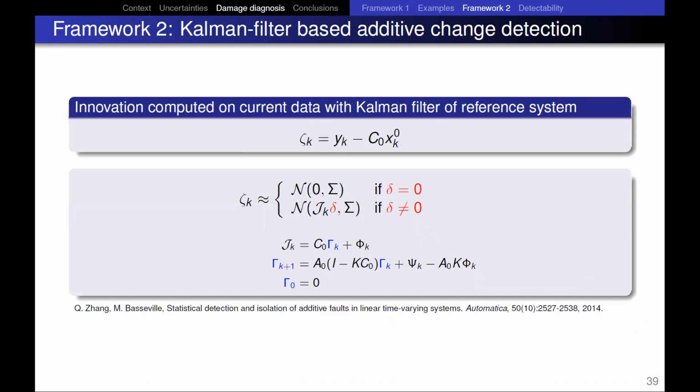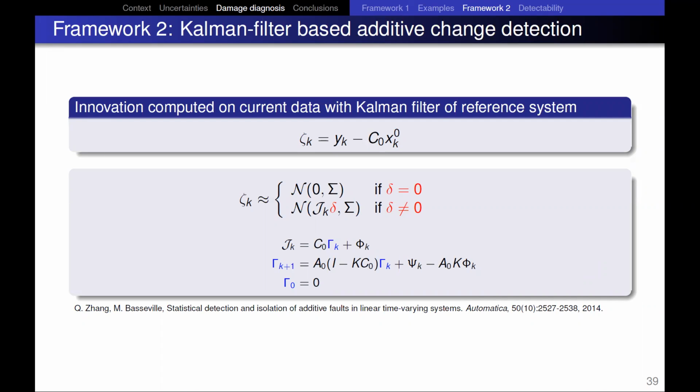And then, based on such a system, we can analyze the properties of our innovation, computed from the Kalman filter of the reference system. If our system is in the reference state, the innovation has a zero mean. If our system is not in the reference state anymore, our innovation will be biased, because the Kalman filter is not optimal anymore. And one can compute the mean of the innovation in the damage state, because we have all those links with our fault profile matrices to the damage, and iteratively we can imply the fault profile matrices psi k and phi k in our system matrices from the reference state. One can then compute the mean of the innovation with that.